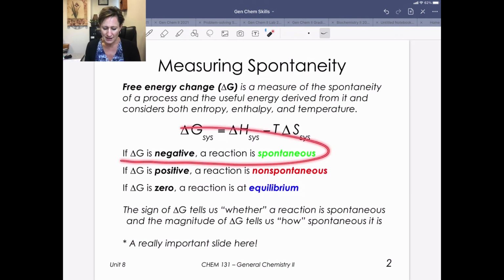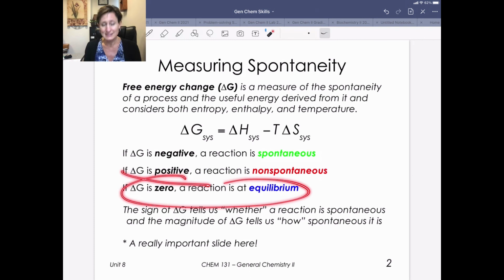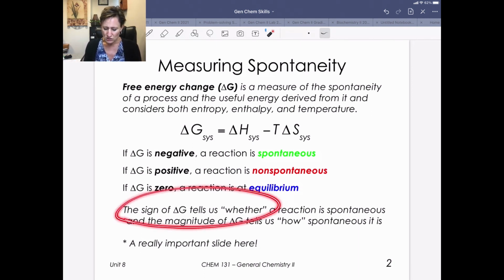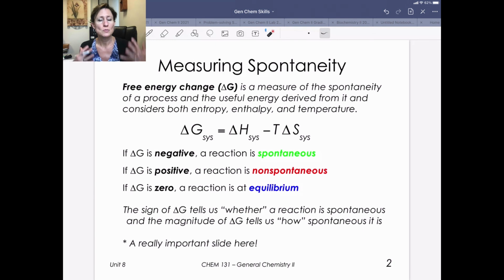If delta G is negative, a reaction is spontaneous. If delta G is positive, we'd say that reaction is non-spontaneous. And delta G at 0 tells us that a reaction is at equilibrium. One of the things that we'll expand on in this skill is understanding that the sign of delta G tells us whether a reaction is spontaneous or not. If it's negative, it's spontaneous. If it's positive, it's not. And the magnitude of it tells us how spontaneous it is and how much product we make. We're going to get to that in our next skill.